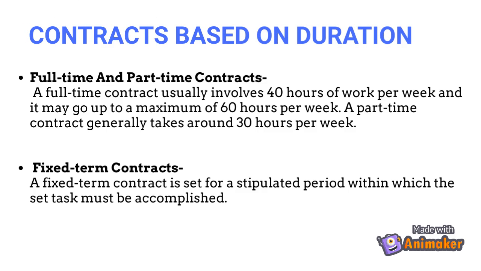Contracts based on duration. First, full-time and part-time contracts. A full-time contract usually involves 40 hours of work per week, and it may go up to a maximum of 60 hours per week. A part-time contract generally takes around 30 hours per week. Second, fixed-term contracts. A fixed-term contract is set for a stipulated period within which the set task must be accomplished.